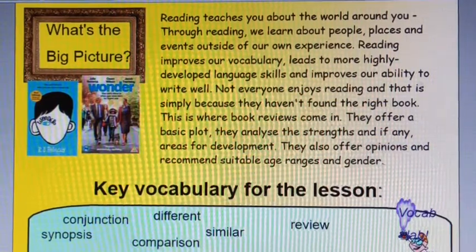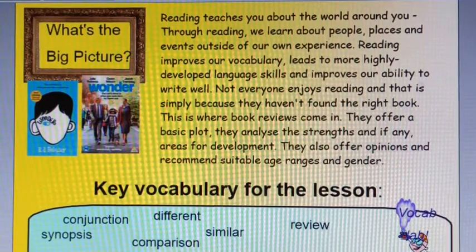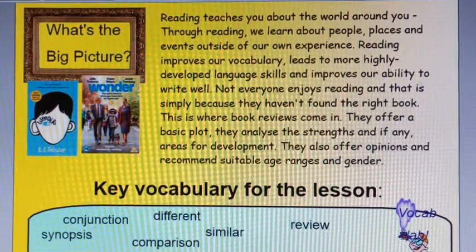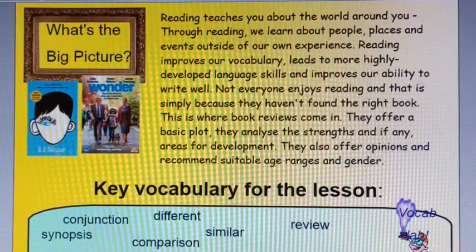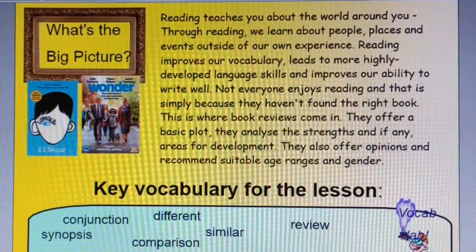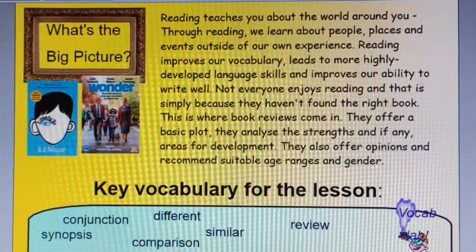I mentioned earlier that we're going to be using a range of conjunctions within a book review. So, reading teaches you about the world around you. Through reading, we learn about people, places and events outside of our own experience. Reading improves our vocabulary, leads to more highly developed language skills and improves our ability to write well. And I know you've heard lots of teachers say that before.